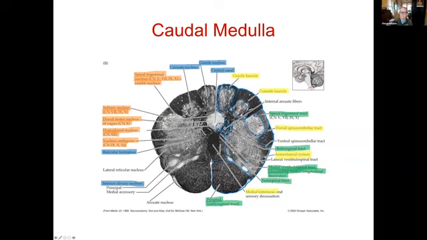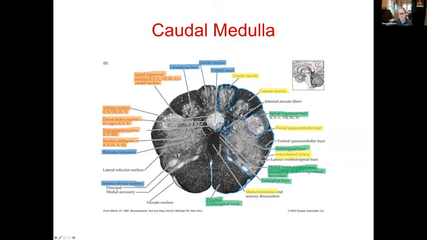So remember, with a silver stain section, what's showing up dark are myelinated axons. So fiber tracts are going to be dark on a silver stain section, but areas where we have cell bodies, those are going to be lighter. Okay, so those will be nuclei. So we can look at some of the tracts and the nuclei.